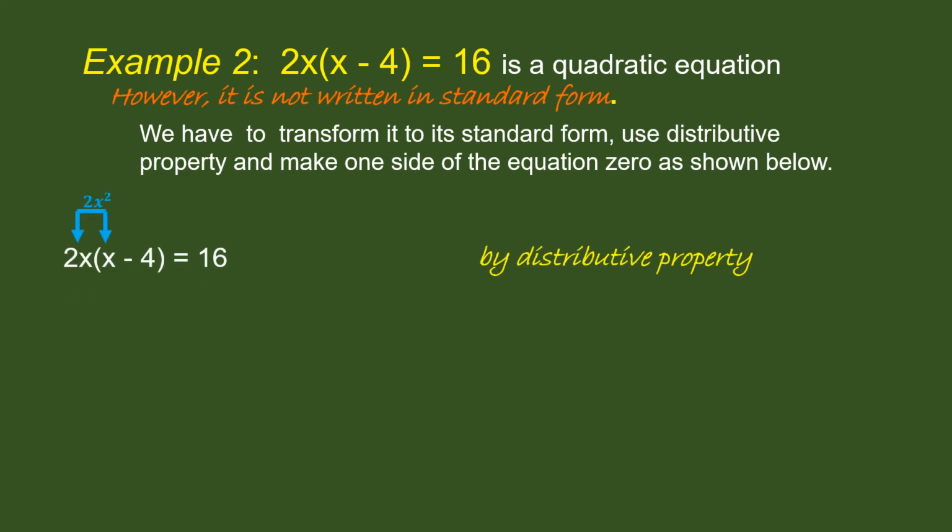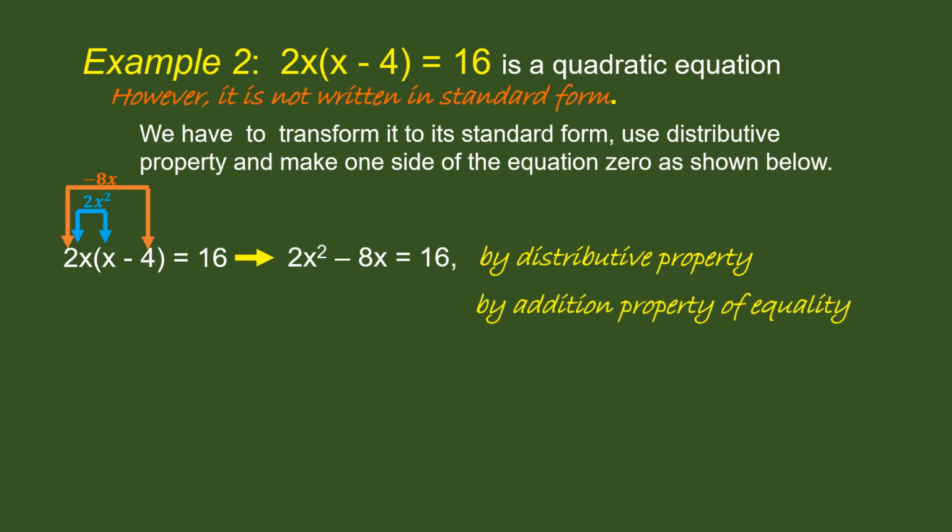Using distributive property, we multiply 2x to the terms inside the parentheses. So 2x times x is 2x squared. 2x times negative 4 is negative 8x. So we got 2x squared minus 8x is equal to 16.